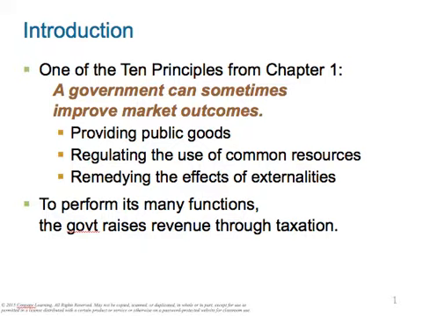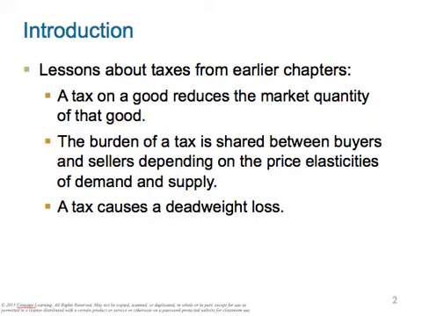So, one of the 10 principles from Chapter 1 is that a government can sometimes improve market outcomes. They can do this by providing public goods, regulating the use of common resources, and finding remedies for the effects of externalities. To perform its many functions, the government raises revenue through taxation to finance those activities.